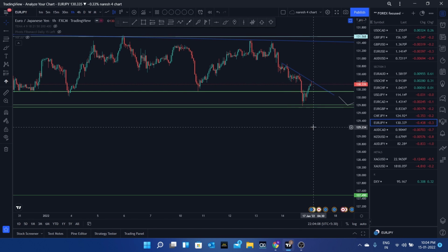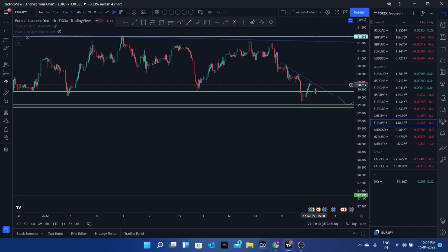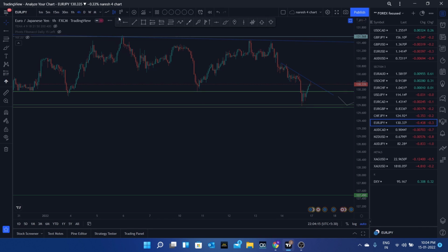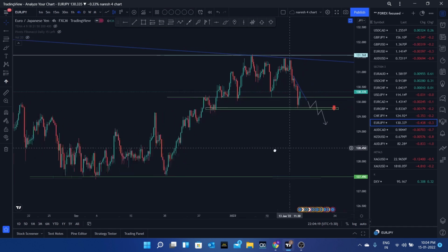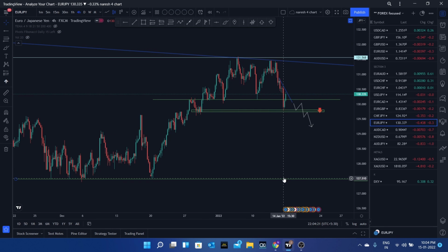So yes, we just wait for this area to break down, and you can go for the target. It should be good, right?